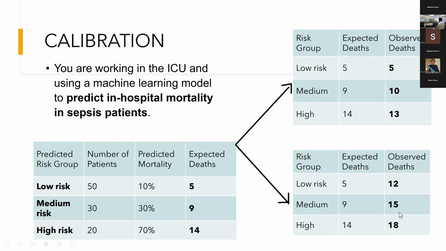Or say, for example, the observed deaths were 12, 15, and 18 in the low risk, medium risk, and high risk arms as compared to the prediction made by the machine learning algorithm as 5, 9, and 14. Which one would you think was well calibrated? Yes. So like you said, the first one is a well calibrated study, whereas the second, if the outcomes were completely different from what the machine learning algorithm had predicted, it means the study has poor calibration.